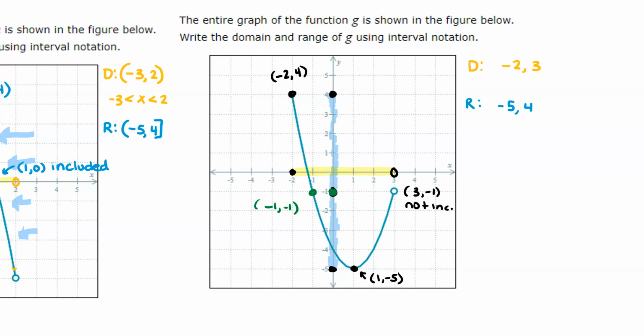So let's put our brackets in here. -2 on the domain is included. 3 was not included. And for the range, -5 is included, and it goes up to and includes 4.